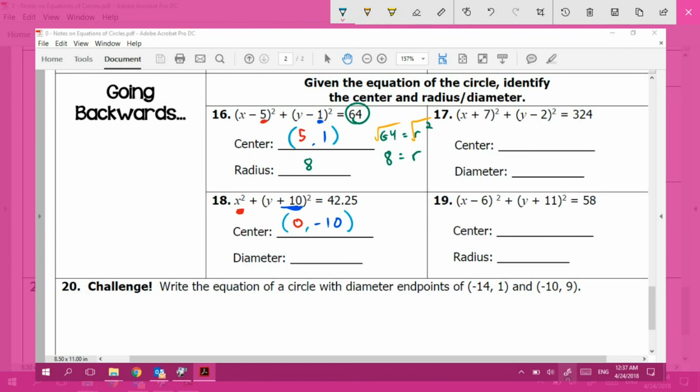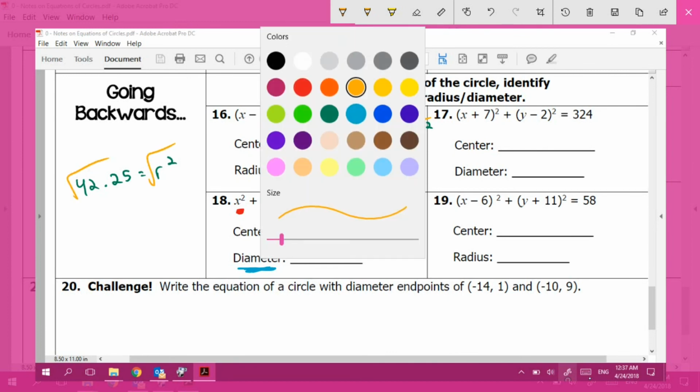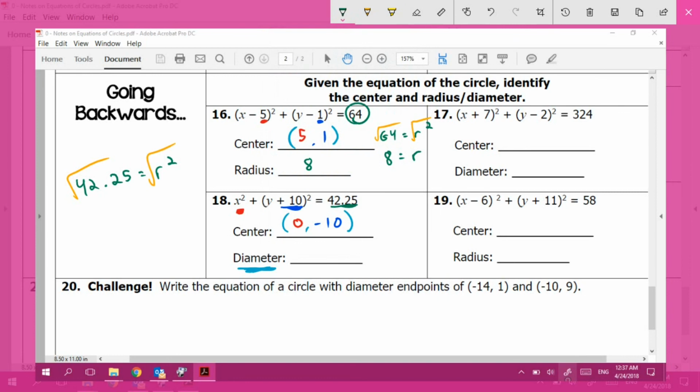Now I need to find, what do they want me to find? They want me to find the diameter. The diameter. So first I'm going to find the radius. So 42, this right here, 42.25 equals r squared. So I'm going to make r by itself. So I'm going to take the square root of both sides. And that gives me that, what's the square root of 42.25? 6.5 equals r. Now I want the diameter. The diameter is 2 times r, so 2 times 6.5 equals 13, and that is my diameter. My diameter is 13.